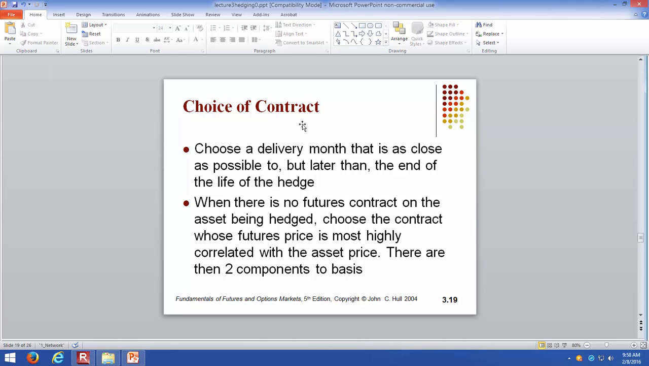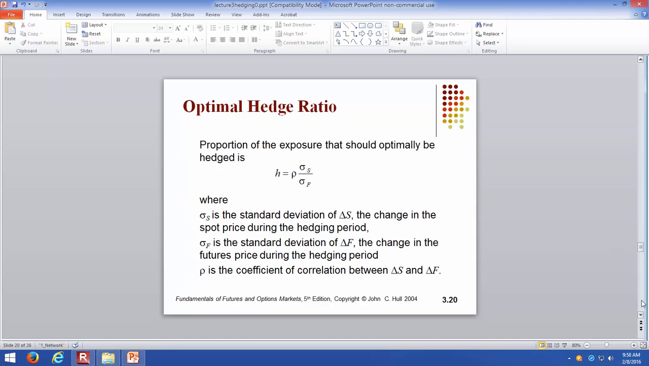Now, to summarize, why do people face basis risk? One is that the contract used is typically expiring later than when you need the asset, and the second is that the asset being hedged is different from the futures contract being used. So in these cases, we know that we cannot hedge perfectly. What we are trying to do is minimize our risk exposure. How can we do that? The way we can do that is by hedging a certain portion of our needs.